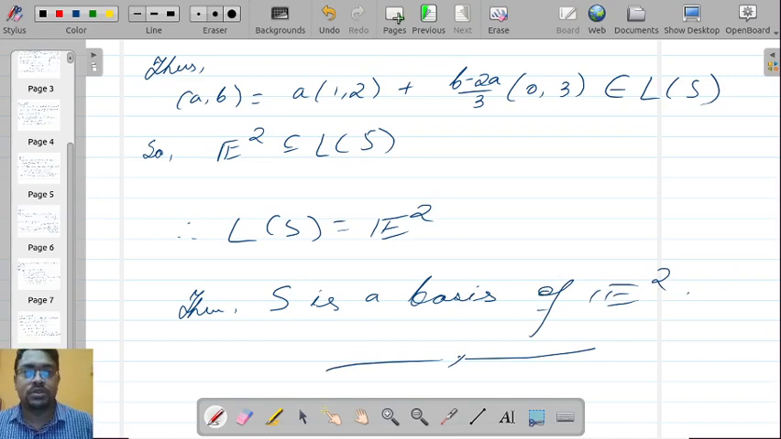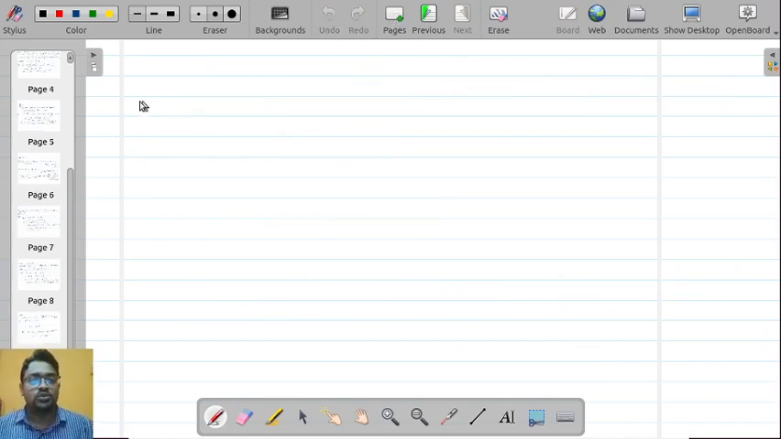So this is one example of basis. So if we know two elements of E square who are linearly independent, we can actually get all other elements of E square as a linear combination of those two elements. Okay, so that is why these are called basis.